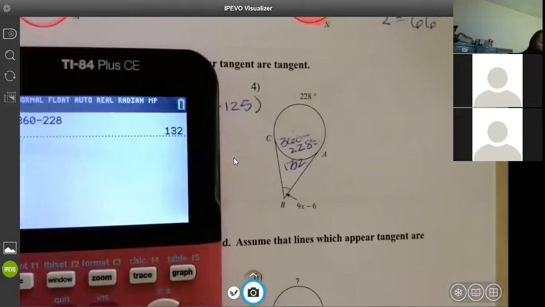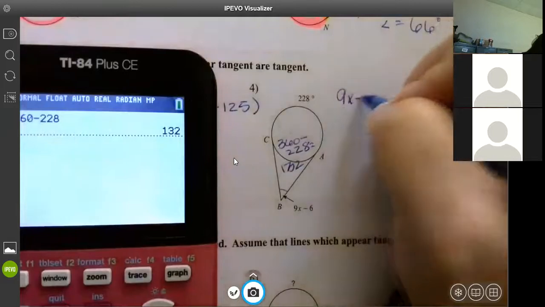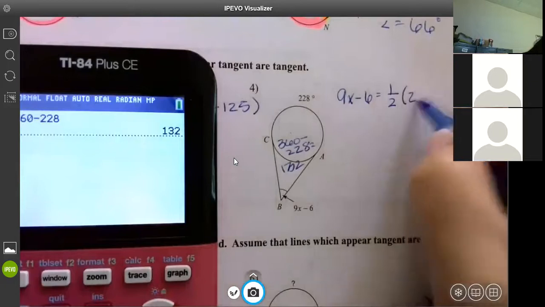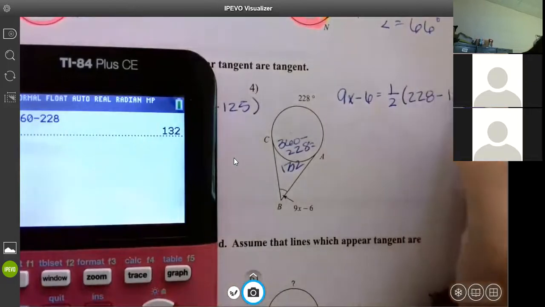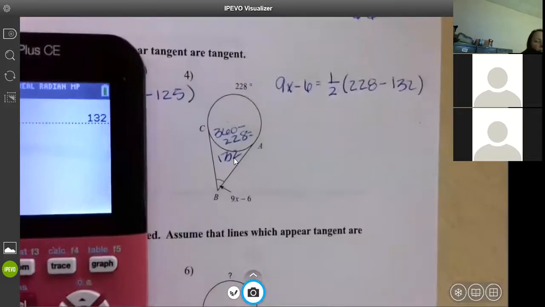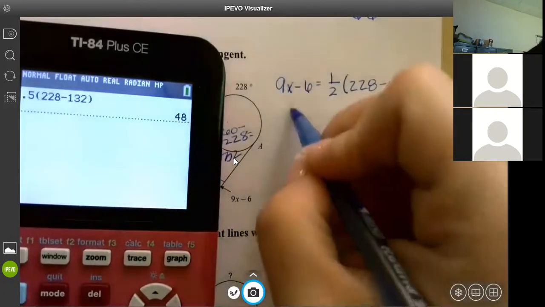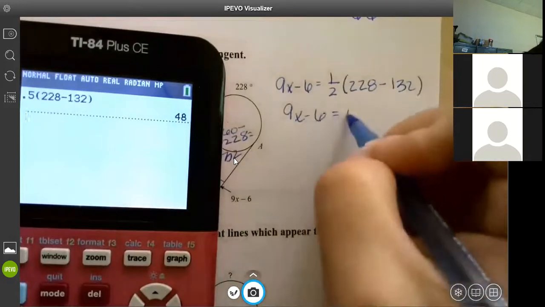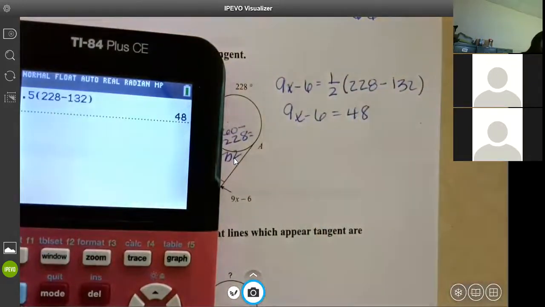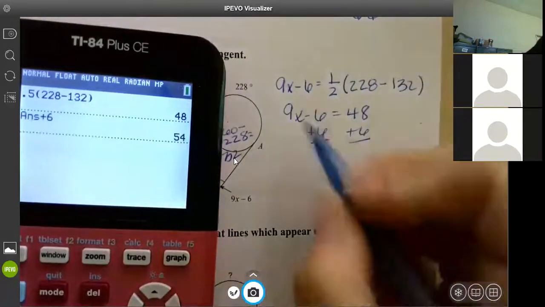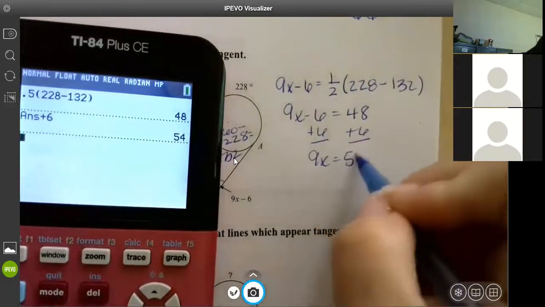So then we do the angle, which is 9x minus 6, equals 1/2 of the big. The big one is 228, minus the little is 132. Again, you can go ahead and put that one side in, 0.5 times 228 minus 132. We get 9x minus 6 equals 48. Just so you have one that's worked out, we're going to add 6. We get 9x equals 54.